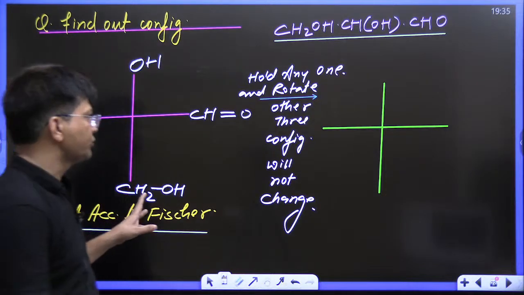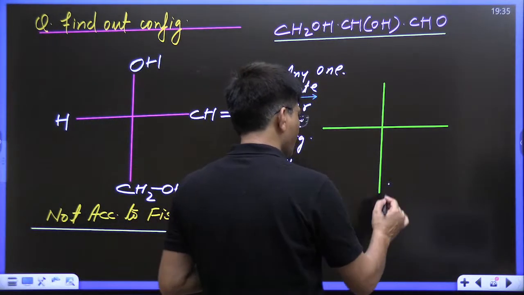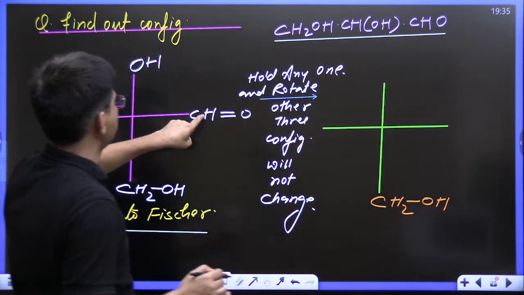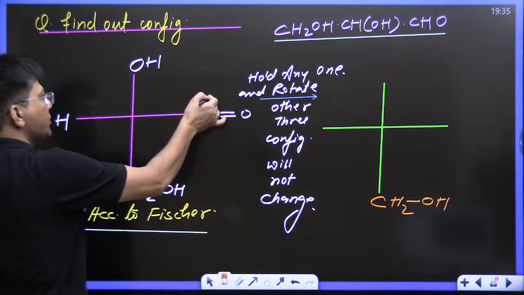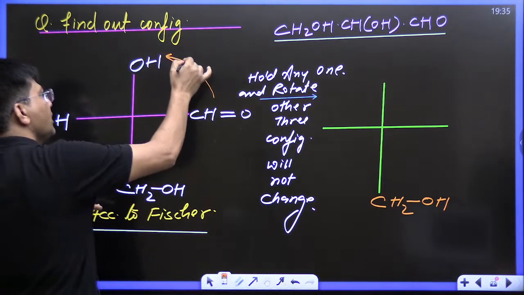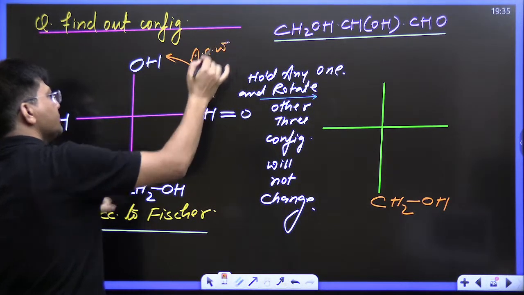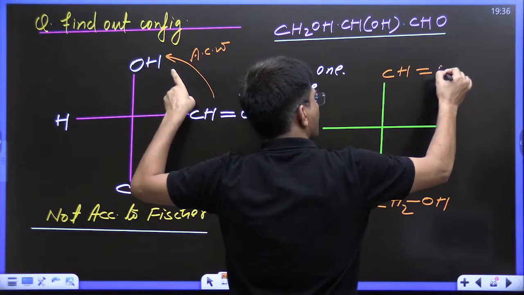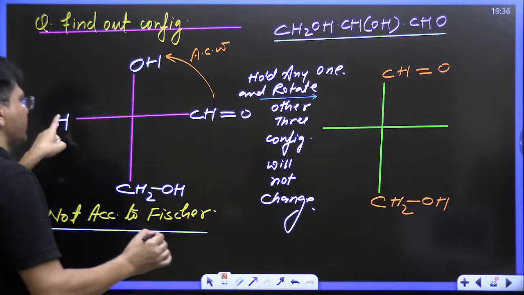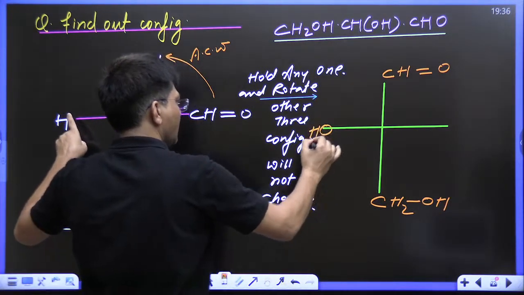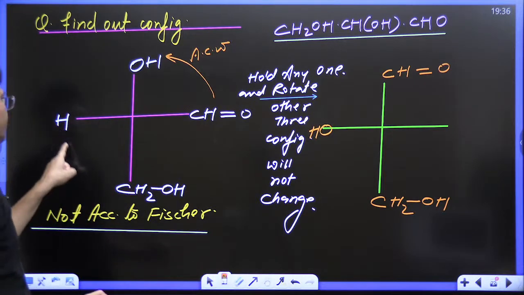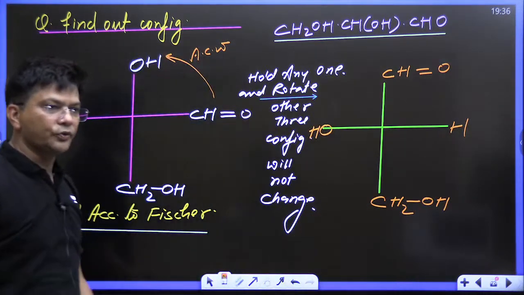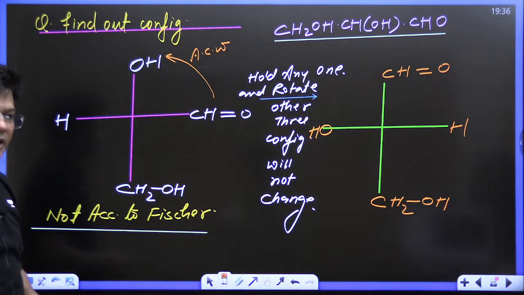Now CH2OH is on hold. Now according to Fisher, this CHO should be at the top, so I have rotated it anti-clockwise. If I rotate it anti-clockwise, this CHO will come over here, and in the anti-clockwise direction, OH will come over here. And this position is already locked, so this H will come over here. Now this compound is written according to Fisher.